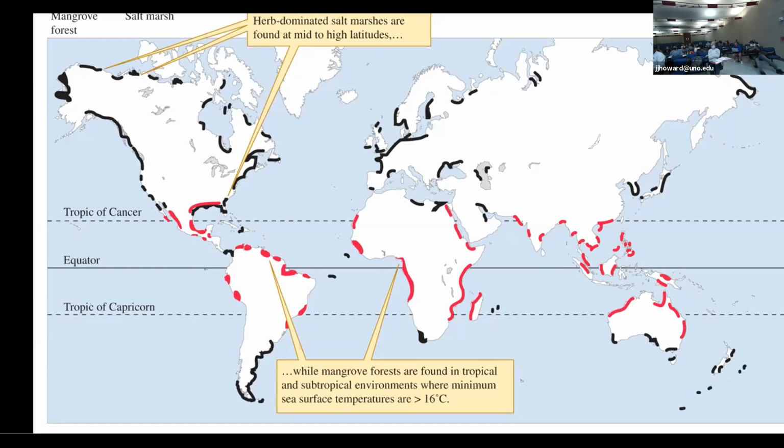And generally, you're going to find these salt marshes in areas where the water temperature tends to be 16 degrees centigrade or lower. And if the water temperature is consistently above 16 degrees centigrade, that's where mangroves tend to have an advantage. So for those of you who haven't seen a mangrove swamp, it is a real tangle.